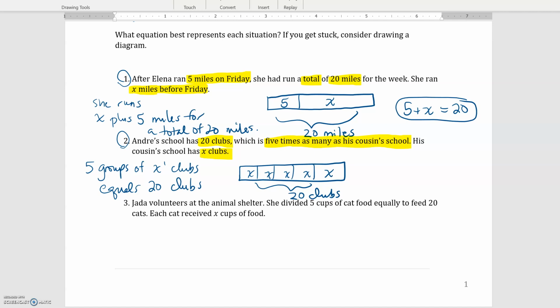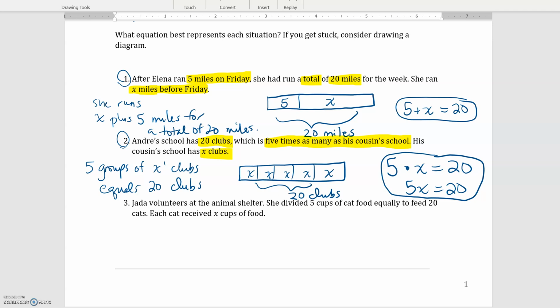So if I was going to write an equation for this, I'm going to write down 5 times X equals 20. And I know that I can write it with a raised dot, or just write the number next to the variable in an equation form. So you have 2 examples here. I want you now to try number 3 on your own by reading it, writing a verbal statement, drawing a diagram, and writing the equation.